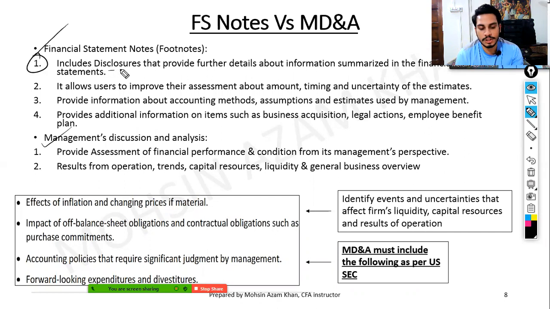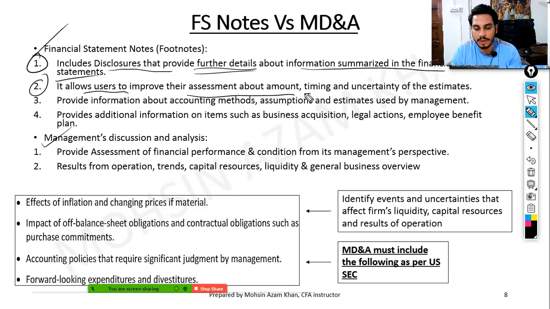These include disclosures that provide further details about the information summarized in the financial statements, the point that I raised. Number two, it allows users to improve their assessment of the amount, timing, and uncertainty of the estimates. It helps you understand more about how many purchases you made for equipment. You can make an assessment about amounts, and you can also make an assessment about projections.